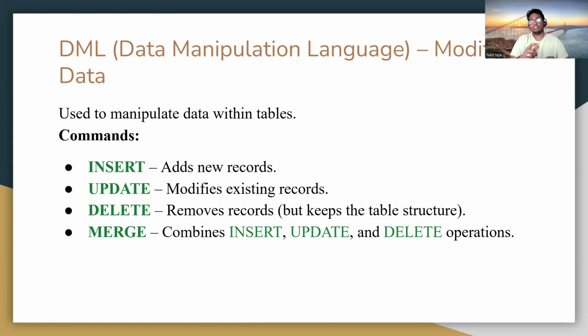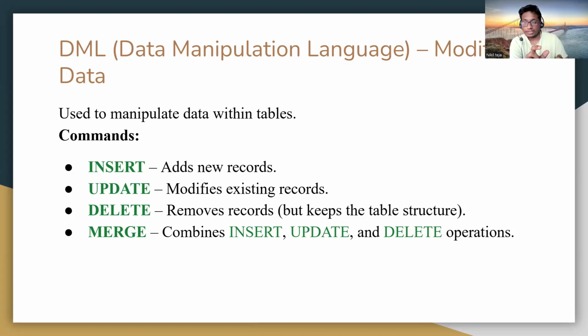Next is delete. Delete is nothing but used to remove the records. See, there is a slight difference between delete, truncate, and drop. Drop is used for totally vanishing the table. Data will not be available as well as the table will not be available. If we use truncate, the table will be available, but the data won't be available.